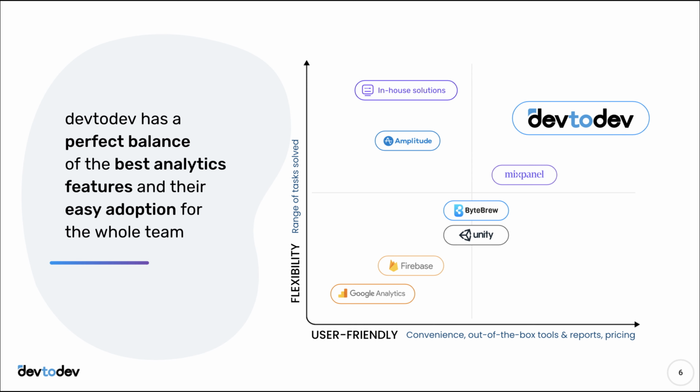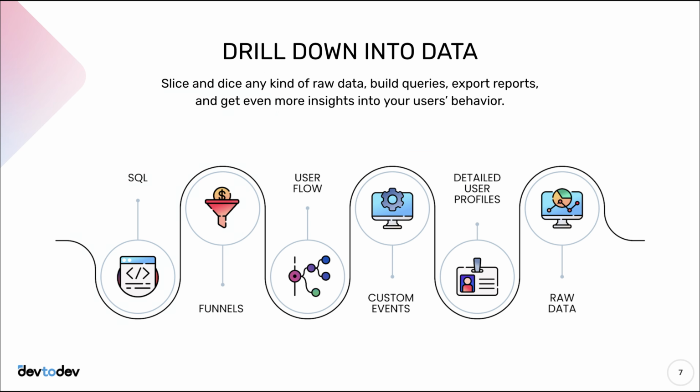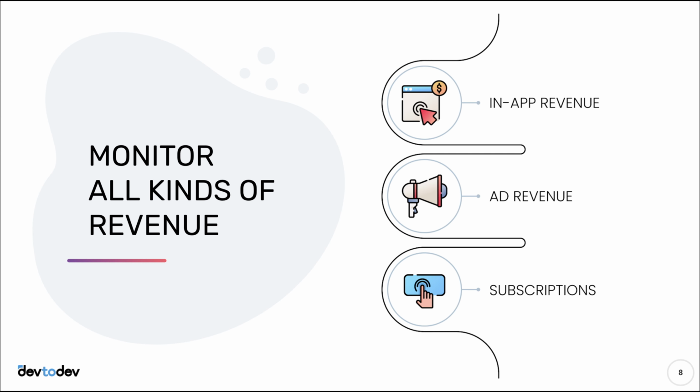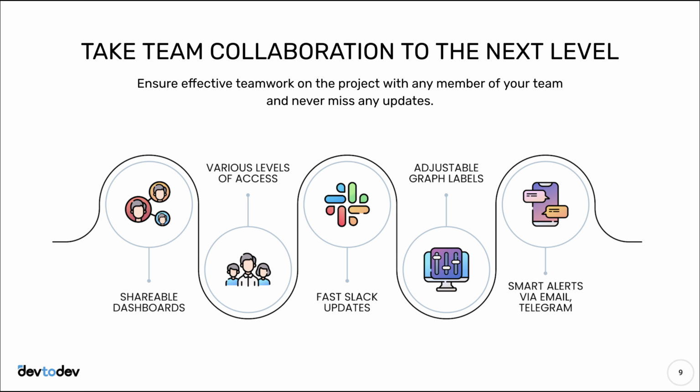Here's what sets Devtodev apart. Flexibility. Answer virtually any question directly in the interface using tools like custom events, funnels, and SQL without needing external software like Excel. Comprehensive monetization analytics. Track all monetization sources, including in-app purchases, ads, and subscriptions, in one place. Collaboration features. Add comments, use variables in dashboards, and share reports with colleagues to foster teamwork.